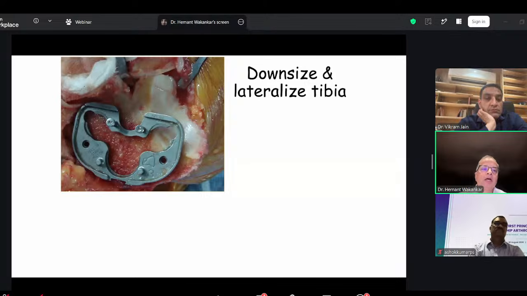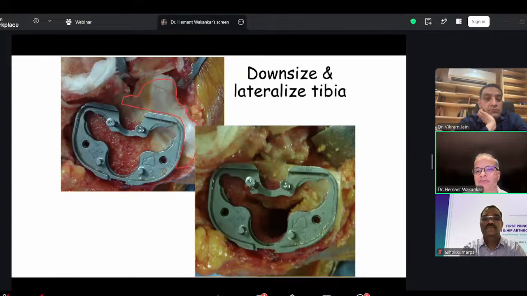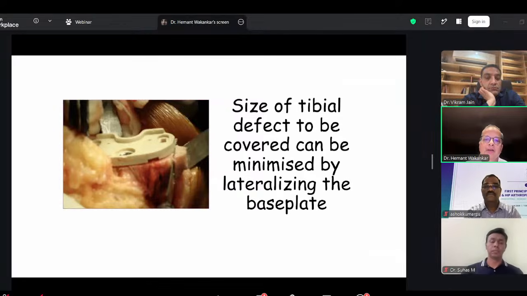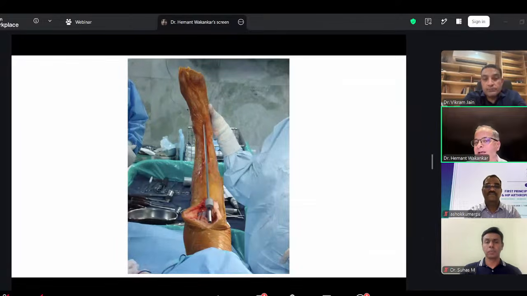And you can see the amount of big osteophyte there is. That is all extra bone that is there on the medial side, which I'm going to knock off. Once I knock that off, that actually gives me my medial balancing. And I'll also do the reduction osteotomy by lateralizing the tibial base plate. And then most of the time I get my balance exactly as I can see here.